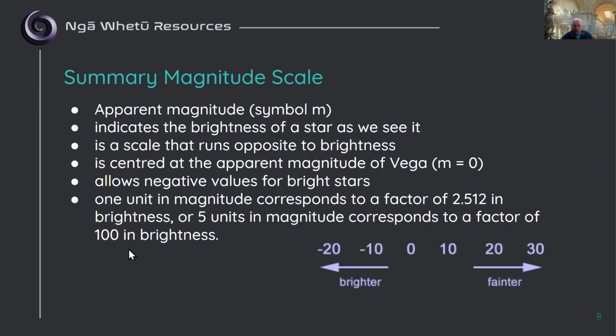So in summary, the magnitude scale, we use that to express brightness as we see it, and that's called apparent magnitude. The symbol is lowercase m. It indicates the brightness as we see it. And the scale runs opposite to the actual brightness. So a brighter object has a smaller magnitude, all the way into the negative range. And it's centered around Vega. And again, the mathematical definition is that 5 units of magnitude corresponds to a factor of 100 in brightness. And this is where this number 2.512 comes in, and I'll use that in a minute.